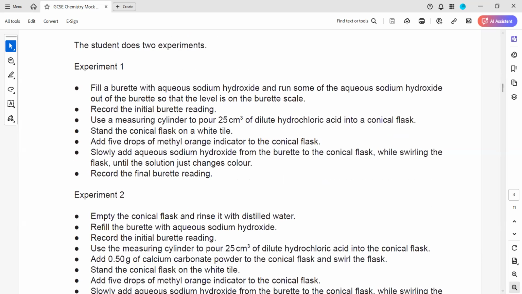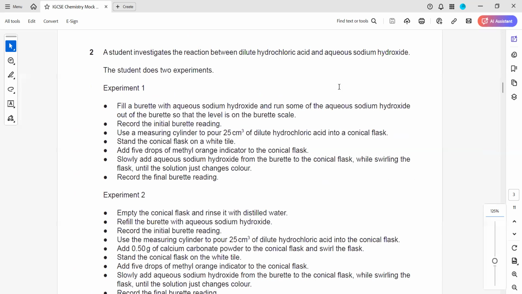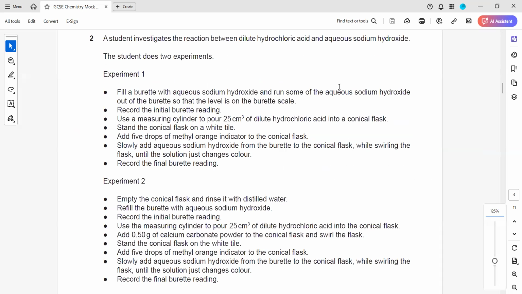The next is related to titration. A student investigates the reaction between hydrochloric acid and sodium hydroxide. The student does two experiments. So what he did in the first experiment: fill a burette with the aqueous sodium hydroxide. So there is sodium hydroxide in a burette.